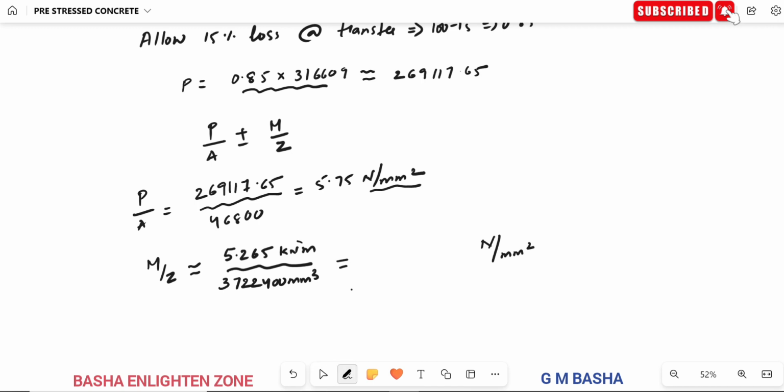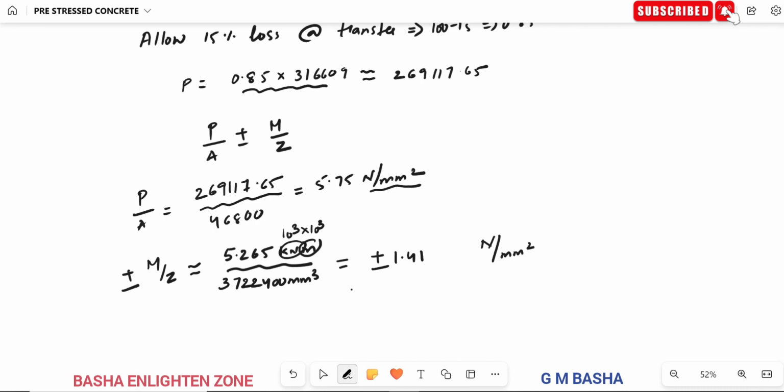For that, per kilonewton into Newton, it will take 10 to the power of 3. Per meter into mm, it will take 10 to the power of 3. So like that you can convert, you will get Newton, and again per meter square. Meter and mm square cancel here, you will get mm square. Okay, so if you simplify this, you will get around plus or minus 1.41. So this is plus or minus M by Z.